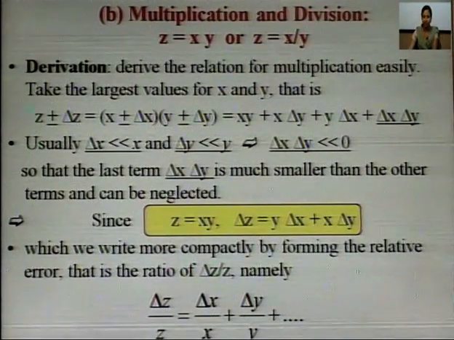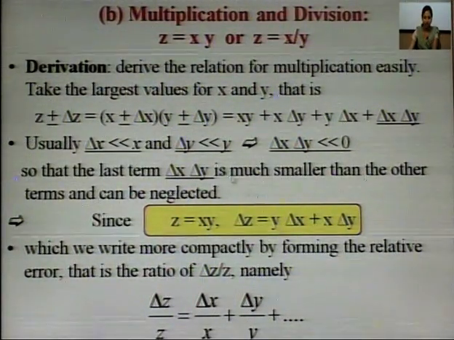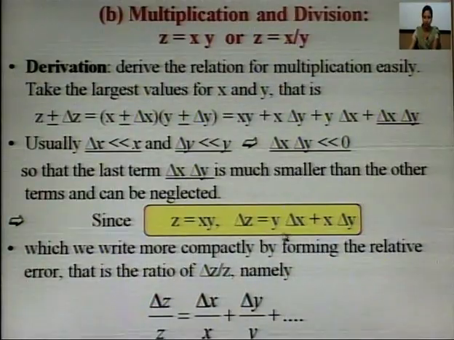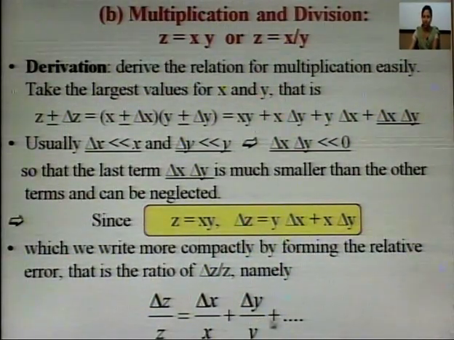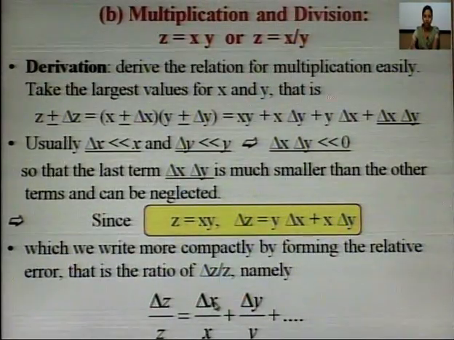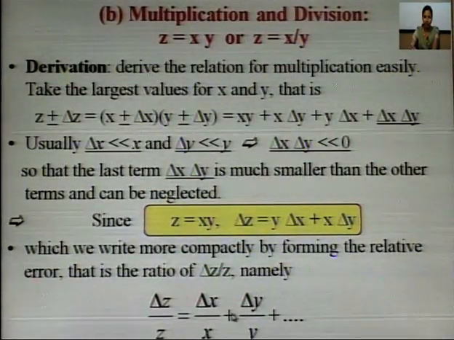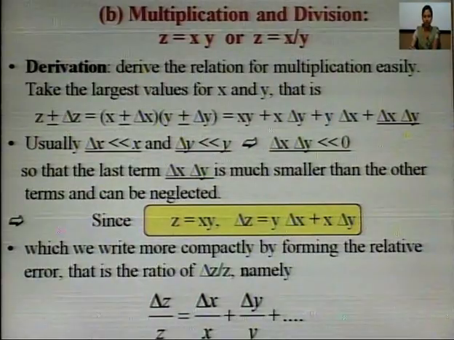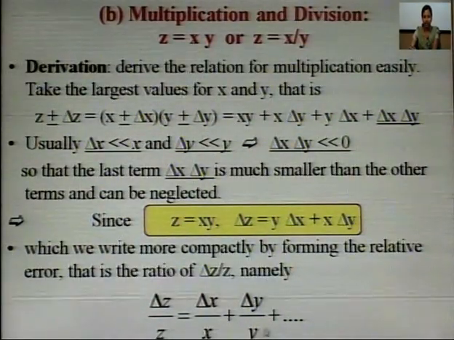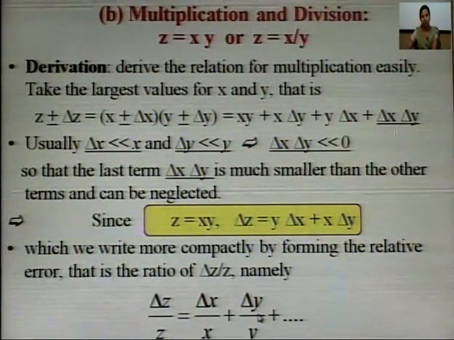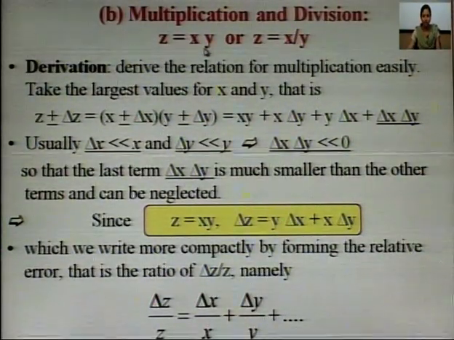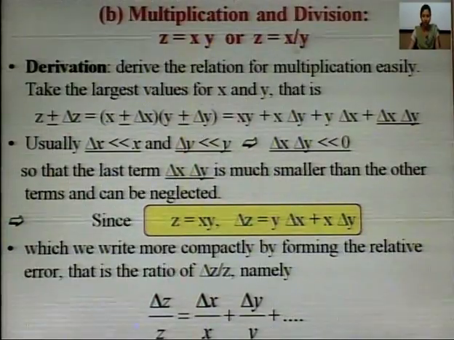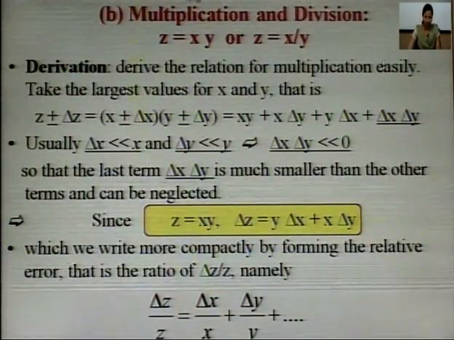Here delta z upon z, z is x into y. So, dividing by x into y, y and y cancel out. So, it comes out to be delta x by x plus delta y by y. This is an average error in the measurement of a physical quantity, if this physical quantity is the multiplication or the division of two quantities.